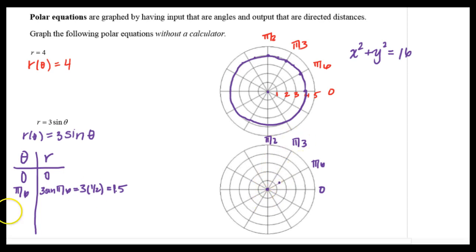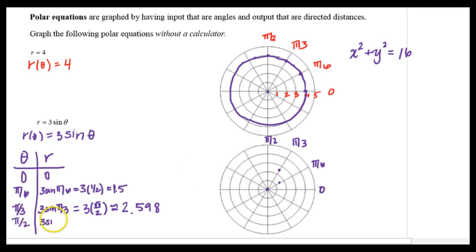And then let's see what happens at pi over 3. So if I plug in pi over 3, I'm going to get 3 sine of pi over 3. So that's 3 times rad 3 over 2, which is approximately 2.598. So at pi over 3, I need to be a little bit more than 2.5. So I'm going to go 1, 2, and I need to be right about there, I would say. So there's a third coordinate point, and then pi over 2.